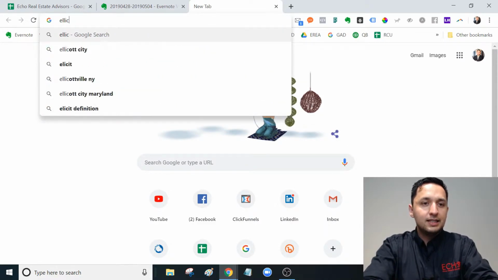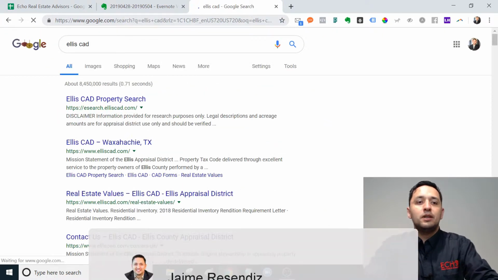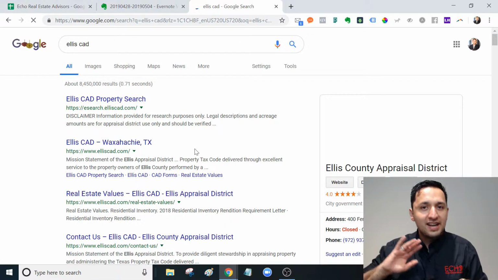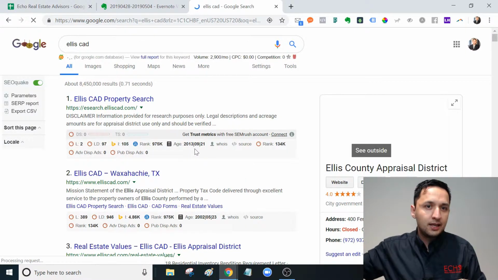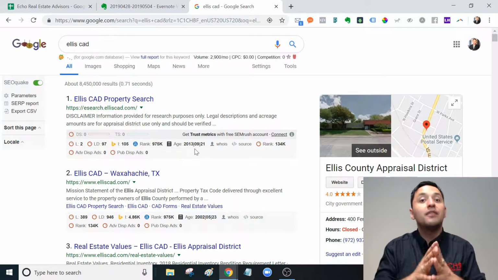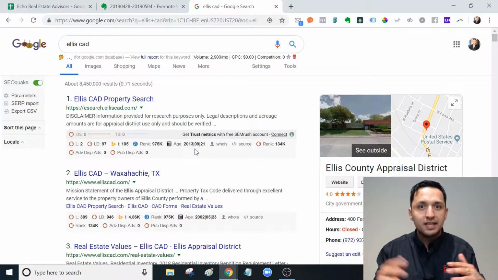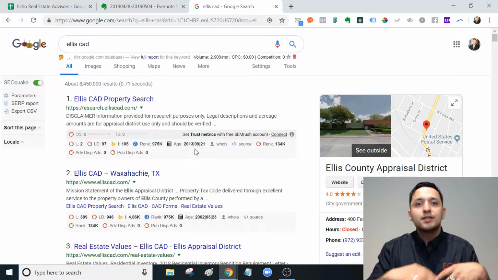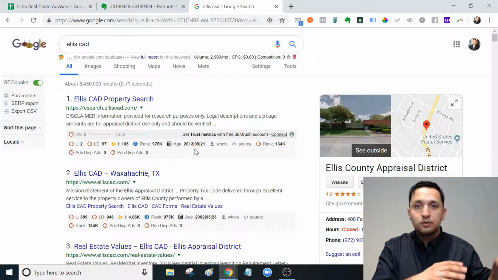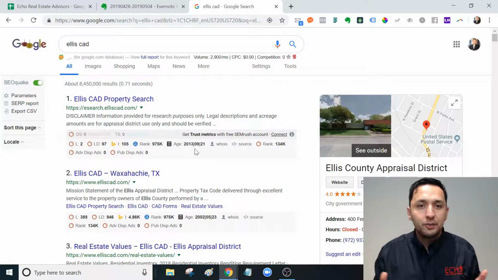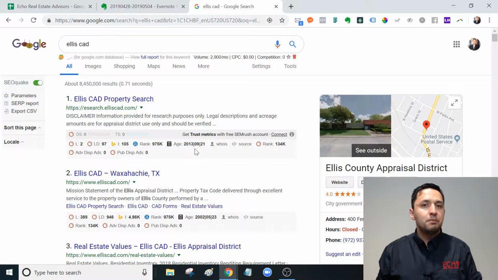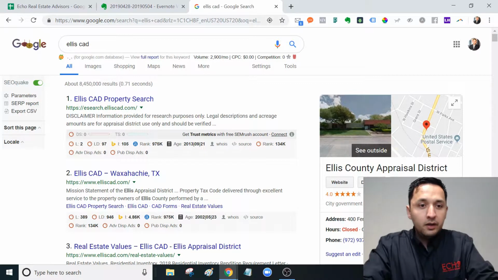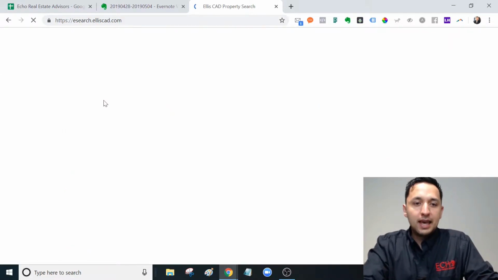We're going to go to Ellis CAD. Now, very important. To file your homestead exemption, you are not filing or sending it to the state. This is something that is county by county. That's why you heard me say that Ellis, Collin, Denton, Dallas, those are all other videos where we're filing the homestead exemption. So again, make sure that you're not filing it with the state because they're going to reject it. All right, we're going to go to the Ellis CAD property search.